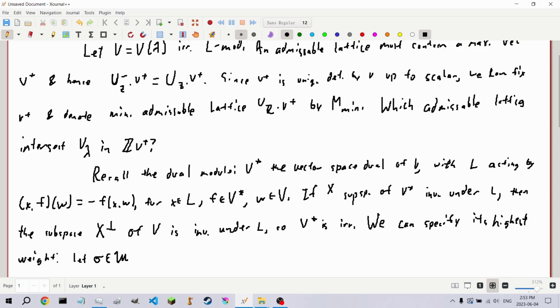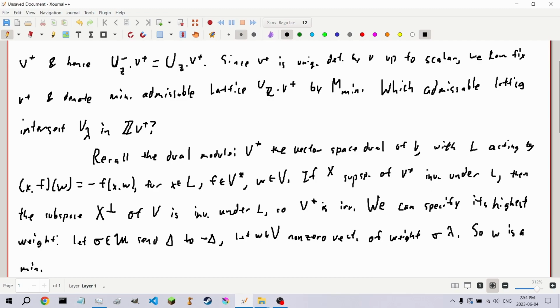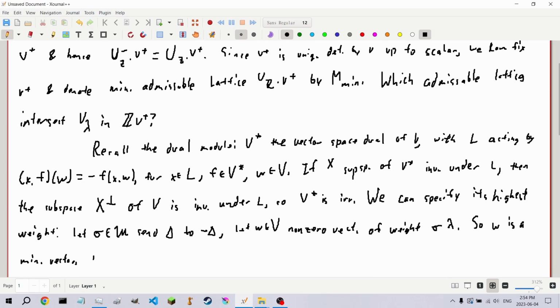Let sigma in the Weyl group send our base to the negative base, so if phi is the root system, it sends phi plus to phi minus. And let W be a non-zero vector of weight sigma lambda. So W is a minimal vector in the sense that it's killed by all x to the negative alpha, as the dimension of V sigma lambda, we saw as the dimension of V lambda, is 1. W is essentially unique.